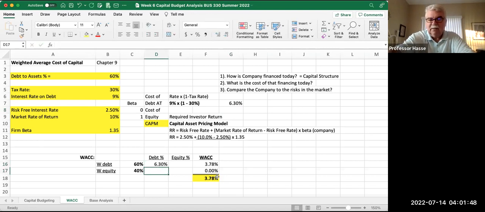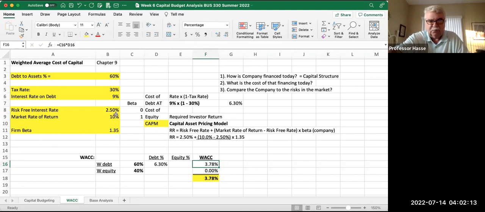And notice my calculation takes 60%, which is the capital structure of debt for this company, times the after-tax cost of debt, and we get our weighted average cost of capital of 3.78%. So that's our debt portion of our cost of capital. The equity is a little bit more complicated. It's the capital asset pricing model, as we've talked about before.